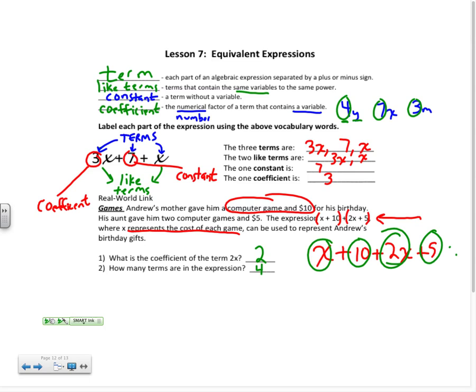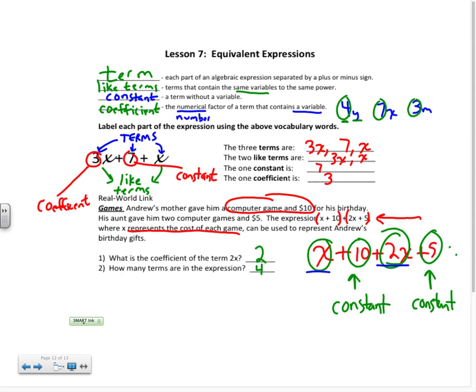If I were to ask you how many constants there are, you could say there's 2 constants. Those are the numbers that just stand alone. 10 is 10. It can't be changed. It's constantly a 10. 5 is 5. It can't be changed. Our like terms, if I asked you, would be x and 2x because they both have the same variables.